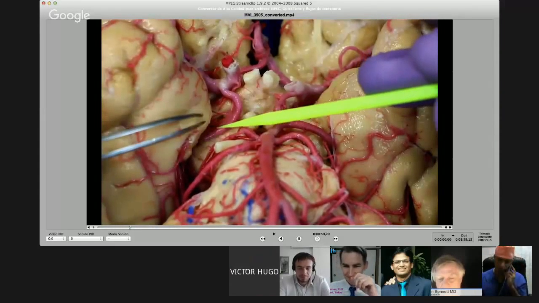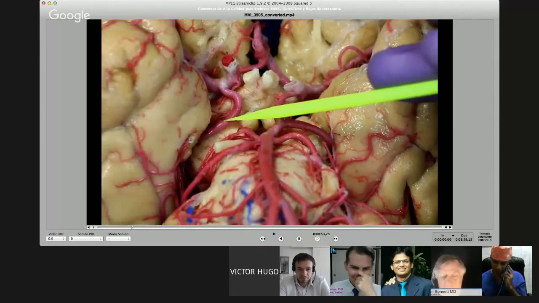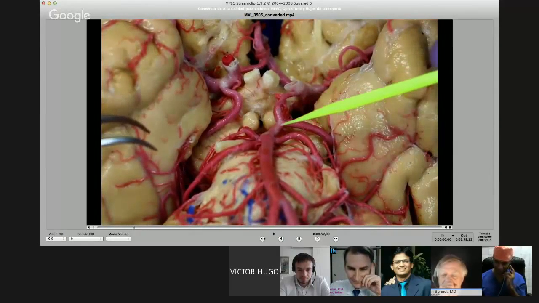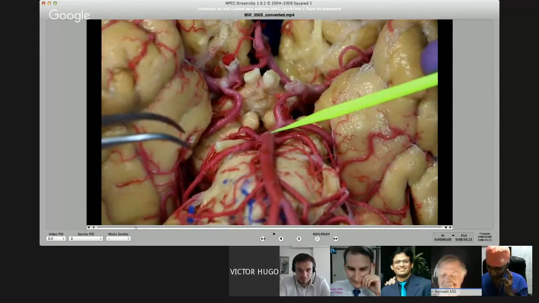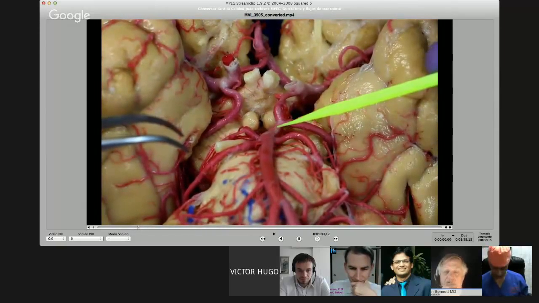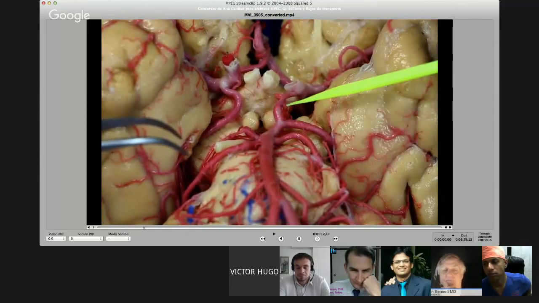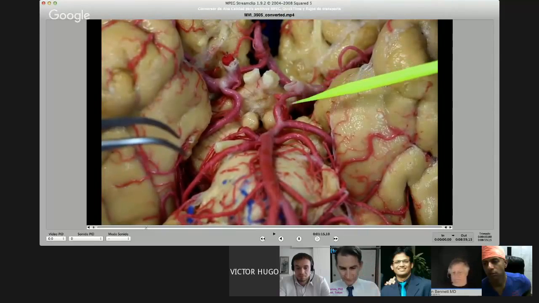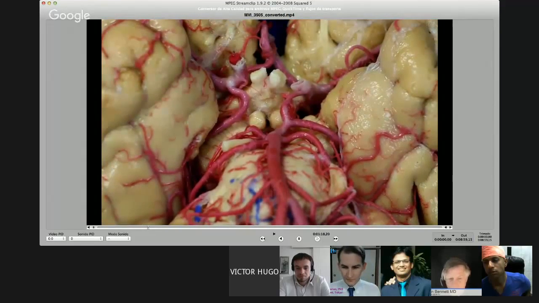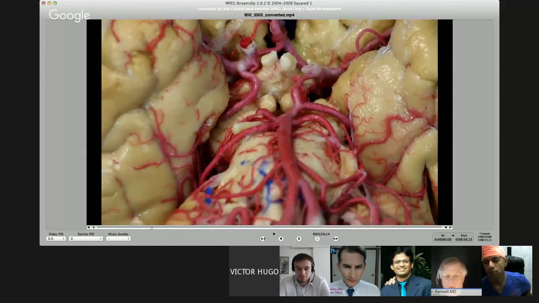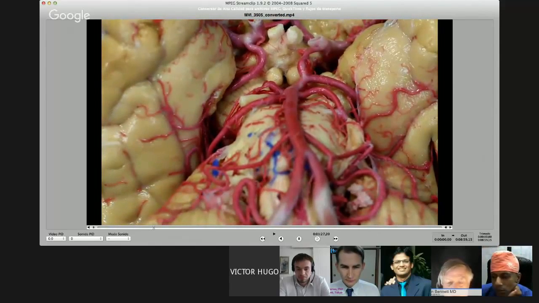What we are seeing now is the posterior communicating artery, but in this brain, the posterior cerebral artery of the right was not connected with the posterior communicating artery. The posterior communicating artery was arising from this communicating. Can you see the cursor that I'm moving? Yes. Okay.